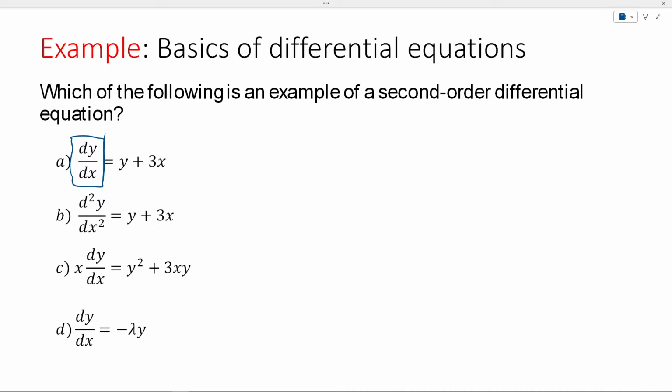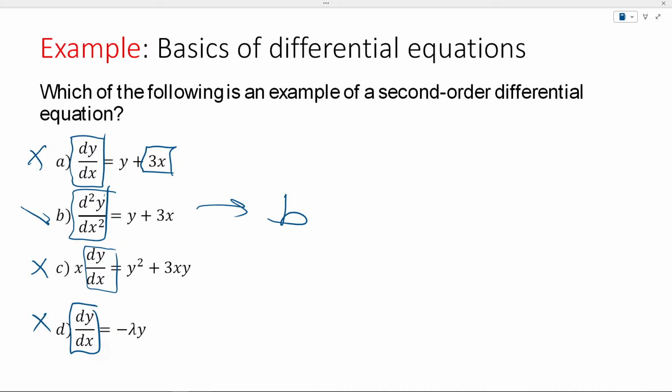It is non-homogeneous because I have this source term here. This is second order because I have the second derivative here. So this is wrong, this is correct. This is first order here, so this is wrong. This is first order here, so this is wrong. So the correct answer here would be number B.